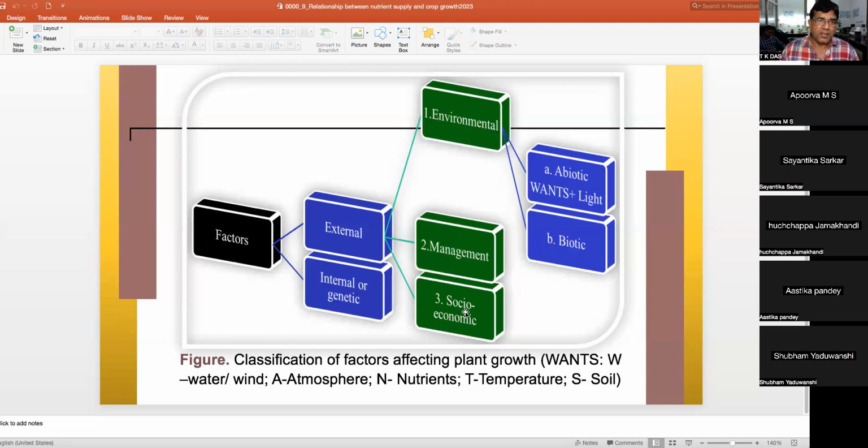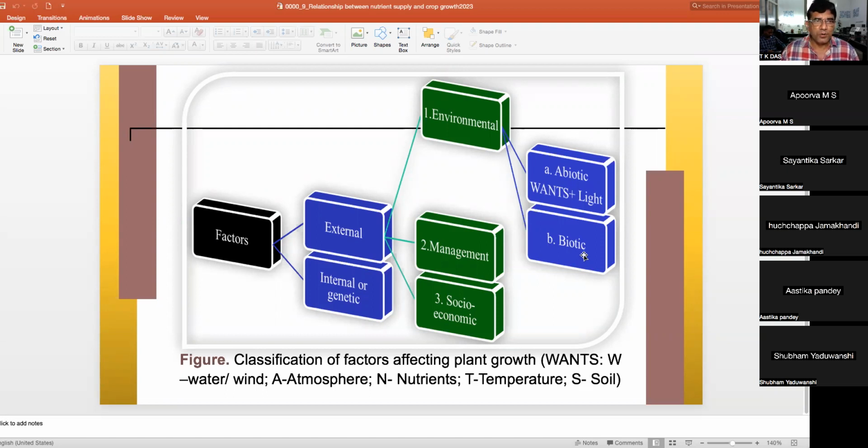Socio-economic factors are credit facility, level of education of the farmer. All these factors affect the growth of the crop. Environmental factors are important. In this, you have two kinds of environmental factors: biotic factors and abiotic factors. Biotic factors are your insects, pests, diseases, and weeds. They make up your biotic factors.